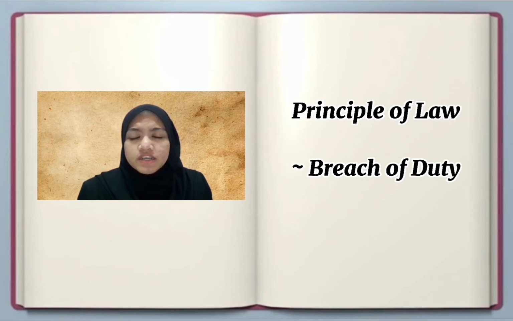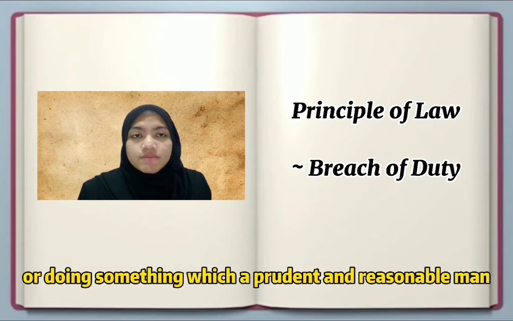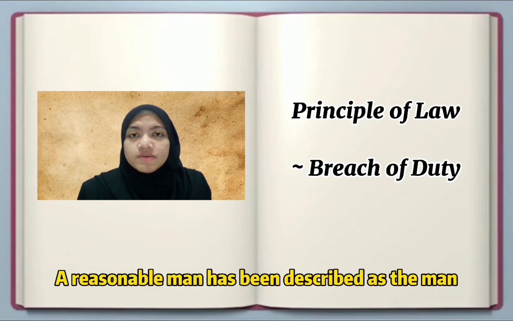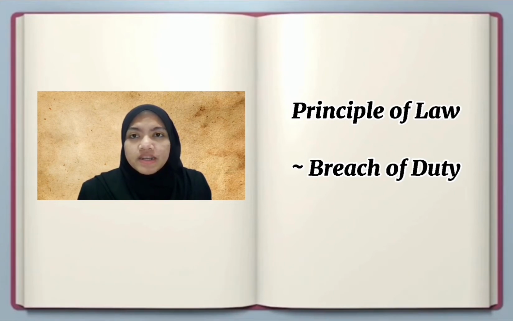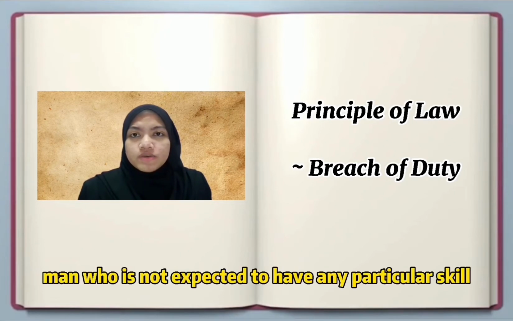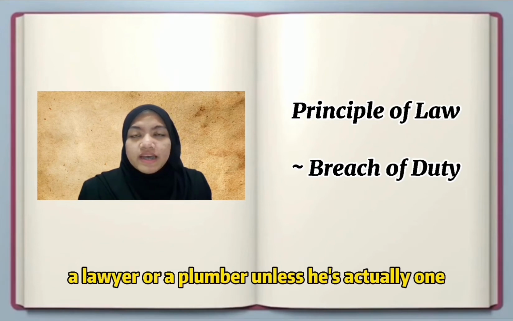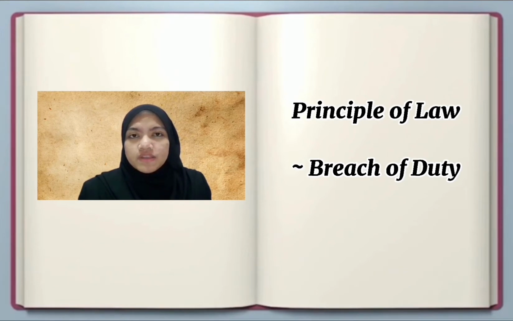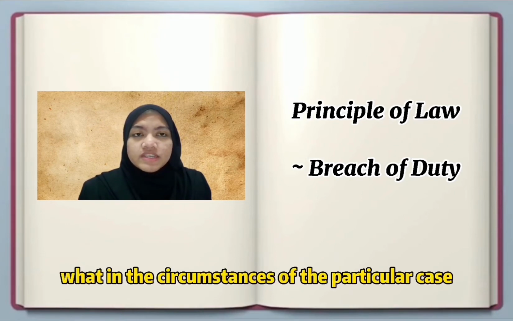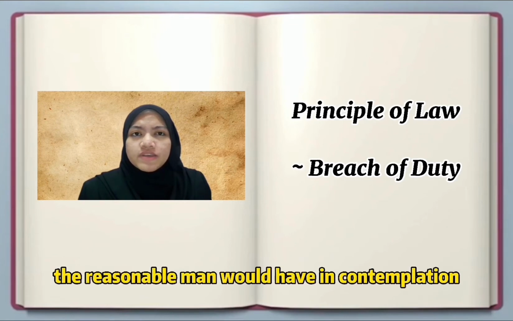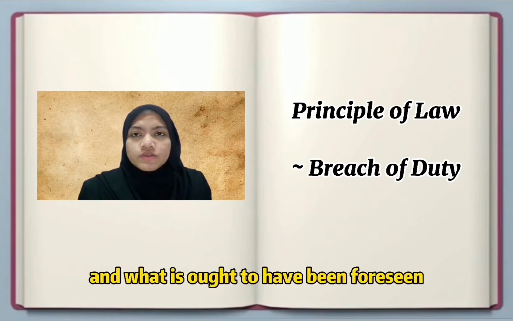Negligence is the omission to do something which a reasonable man would do, or doing something which a prudent and reasonable man would not do. A reasonable man has been described as the man on the omnibus. In other words, it means an ordinary man who is not expected to have any particular skill, such as that possessed by a surgeon, a lawyer, or a plumber, unless he is actually one. It is for the judge to decide what, in the circumstances of the particular case, the reasonable man would have had in contemplation and what ought to have been foreseen.